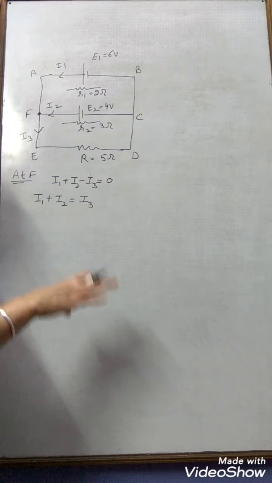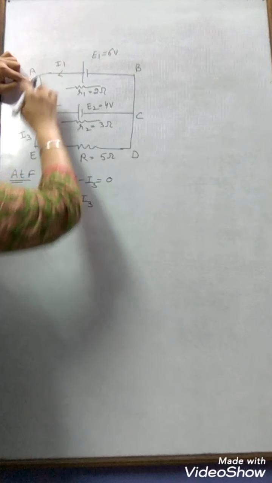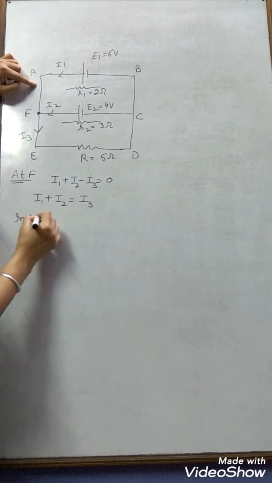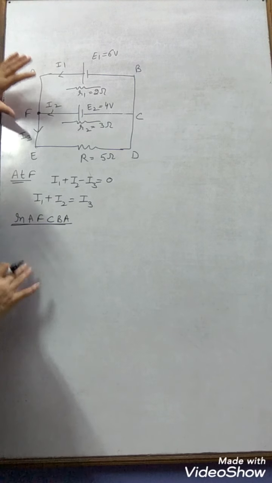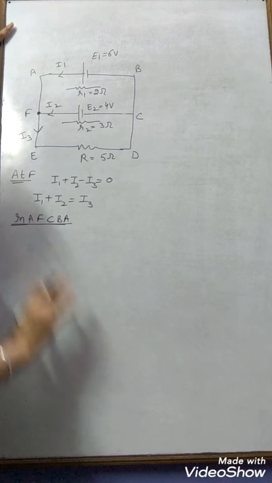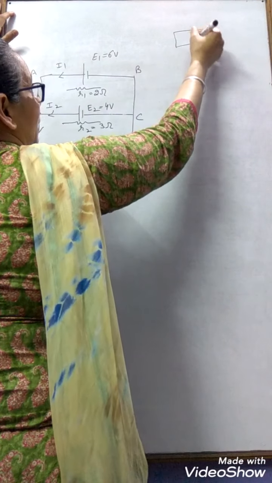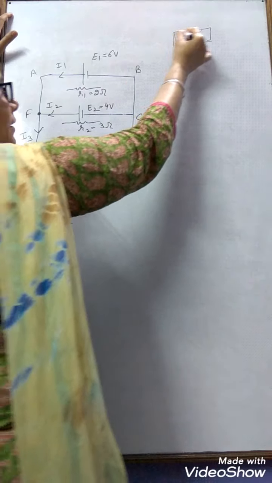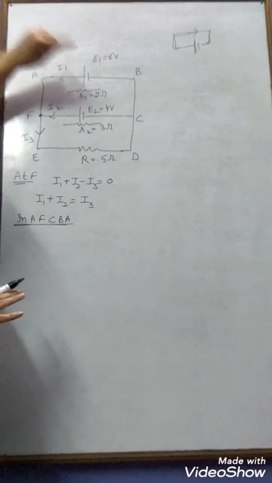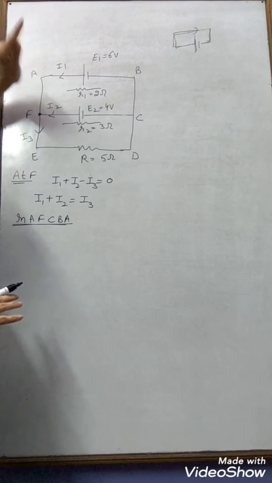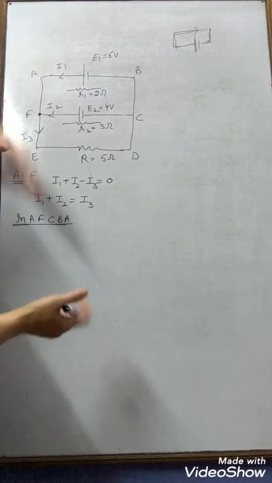Now we are considering the loop rule. Consider this loop anti-clockwise in A, F, C, B, A. First we consider the EMF. A battery always gives the current from the positive terminal to the negative terminal. If it is delivering anti-clockwise, the EMF is positive, and if it is clockwise, the EMF is negative. We are considering the loop anti-clockwise.